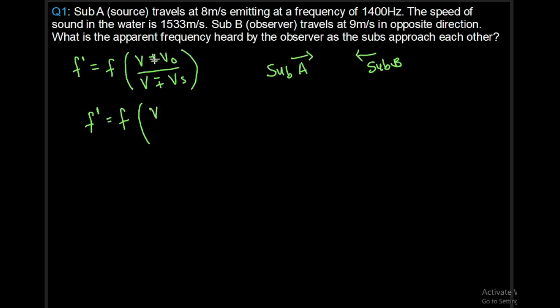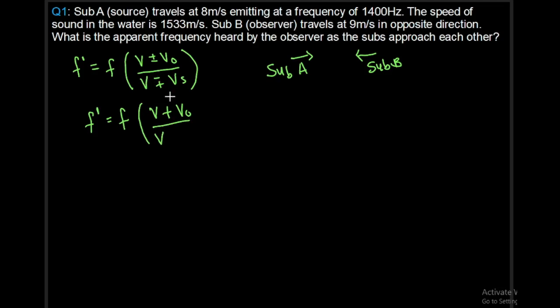Now which one do we use, plus or minus here? Now remember, we use plus when the observer moves towards the source, minus when the observer moves away from the source. All right, now which one here is our observer? So B is our observer. Is B moving towards the source or away from the source? You see that, so B is moving towards the source. And whenever we are moving towards the source, remember we said we use plus. So we have V plus VO all over the speed of sound again.